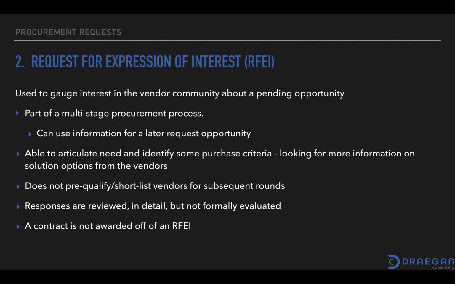It again is part of a multi-stage procurement process. It is not intended to result in a contract in and of itself. It is something to gather more information and to assess the landscape. You can use the information that is obtained in an RFEI for future requests. When the organization issues these, they are able to articulate their need and identify some of the purchase criteria, but they're looking for more details and more options from the vendor. So they want to know: is there interest in supplying something like this? Is there capability out there? What does this look like?